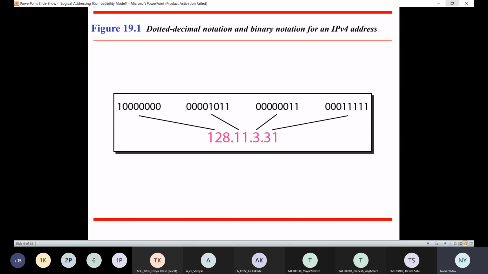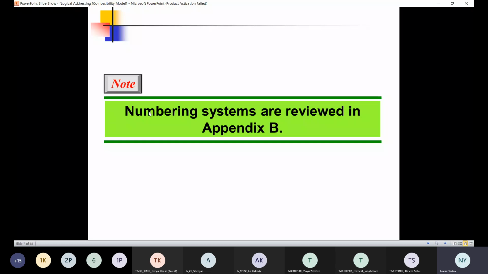So how are these IP addresses noted? They are noted with a dotted decimal notation and a binary notation, correct? For example, 128.11.3.31 is one of the IP addresses. Now this IP address is represented in a binary format also, a dotted binary notation. In that dotted binary notation, every number is converted to binary format individually. That is our dotted decimal notation, correct?